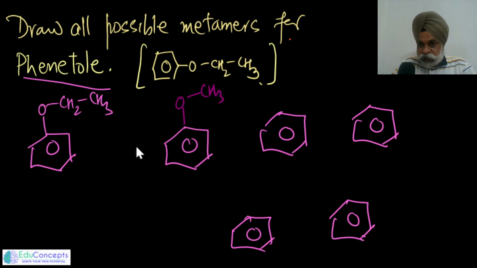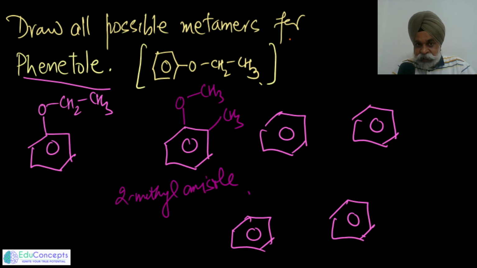If I make it so and bring one methyl here, this becomes 2-methyl anisole. These two would then be said to be metamers, because around the non-terminal function group you have just changed the nature of the function group, the nature of the alkyl group.